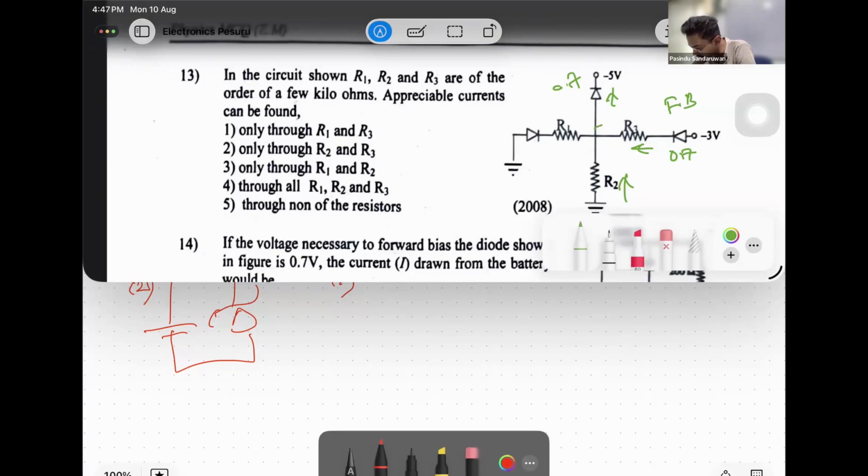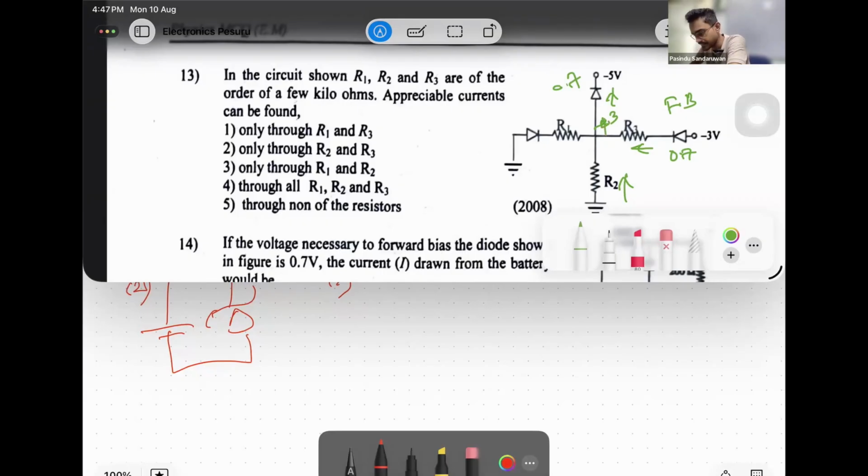Sorry, this is going to be -4.3, no? Right, it should be like this, -4.3. This is going to be -4.3, right? Okay, now just check and see.